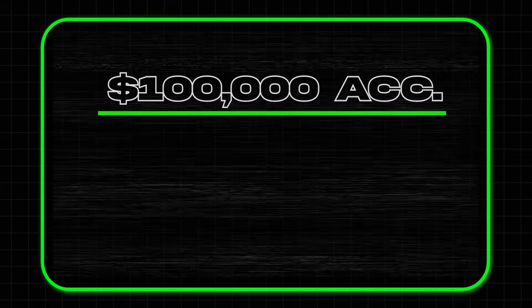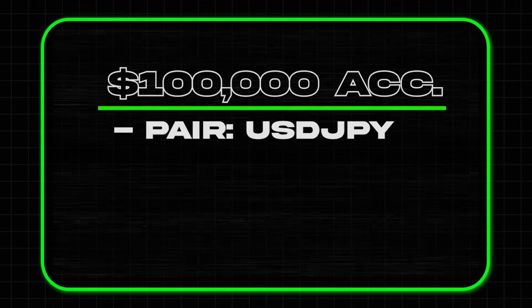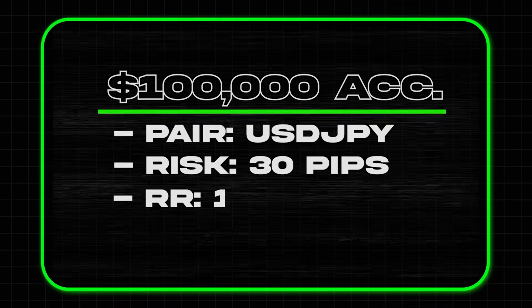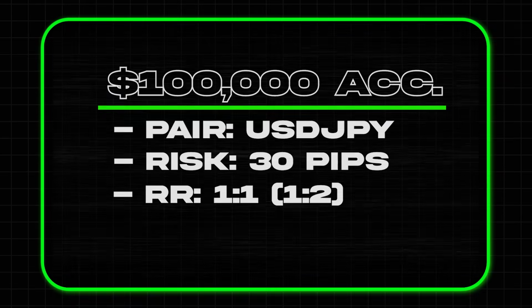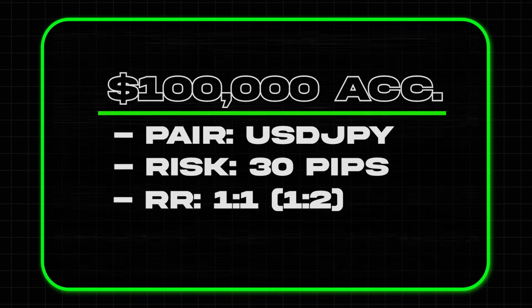So let's assume you have a $100,000 prop firm account and you're trading, say, USD/JPY. Maybe you're going to be risking 30 pips to go for maybe 60 pips, or maybe 30. Maybe you're going for a 1:1 risk to reward, or maybe a 1:2 risk to reward, that is left to you. The reward on the trade is not too important. What we are concerned about is the risk on the trade.